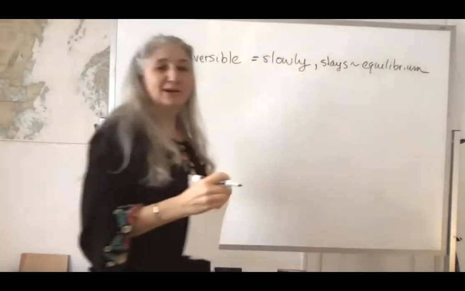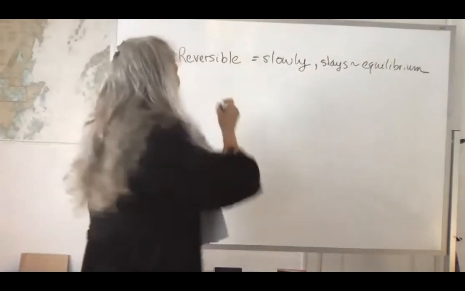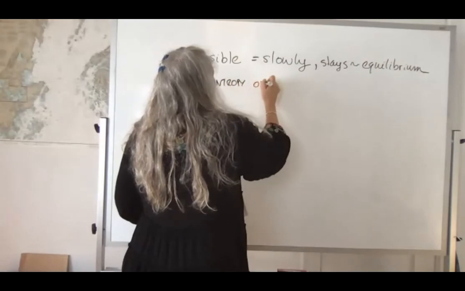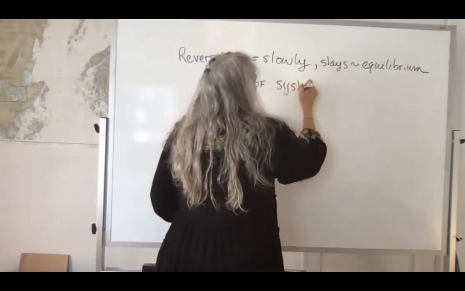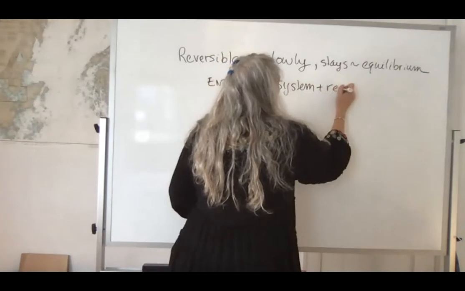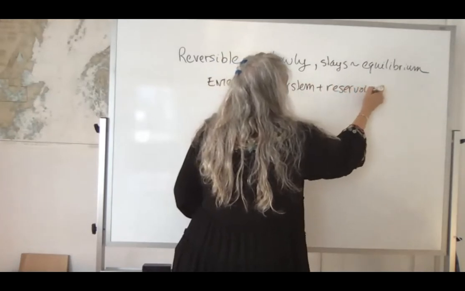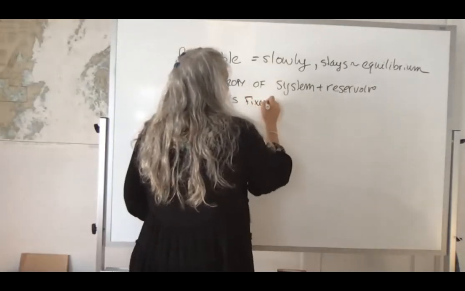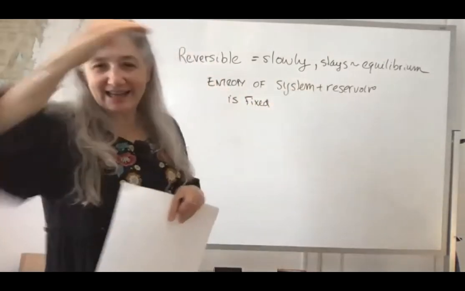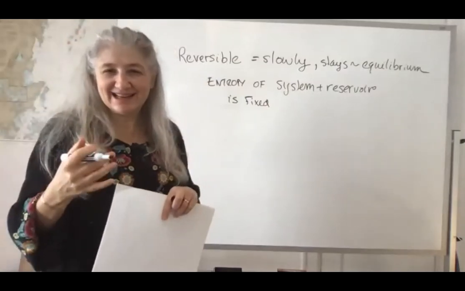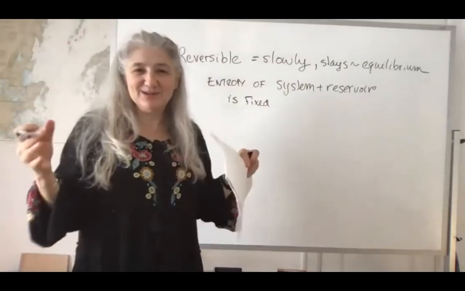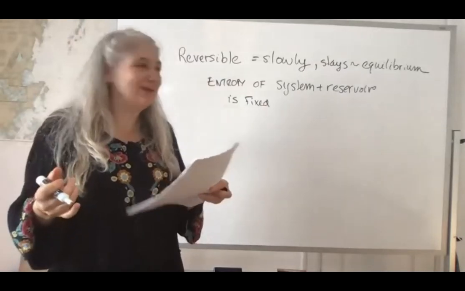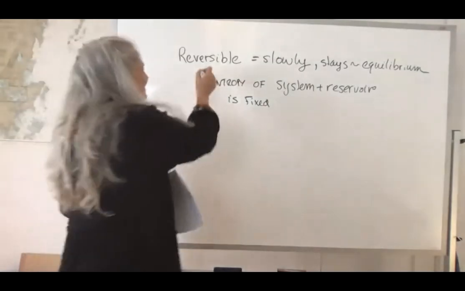By equilibrium, this means that the total entropy of the system plus your reservoir, whatever is external to it, is fixed. When you stay in equilibrium, you're staying at this maximum entropy state, so for the whole system, everything's in equilibrium and the whole system doesn't change in entropy. So that's what's meant by reversible.